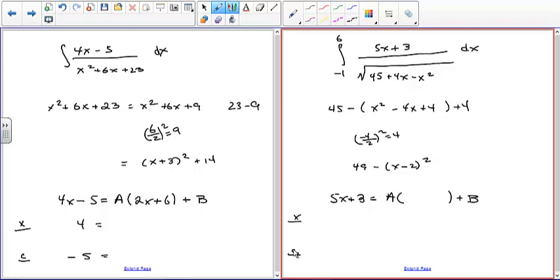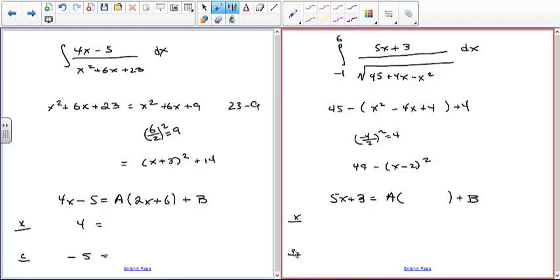Anybody? You guys confused, or you got an answer for me? Confused? Okay. Well, let me do the one on the left-hand side, and then hopefully you can do the one on the right-hand side. Does everybody understand why I put that there, or how I got that?